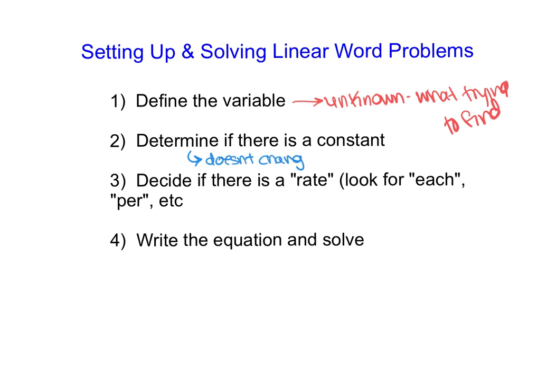So for example, what this could be is if you ride a taxi and there's a starting fee that doesn't change. You always have to pay $2 to sit in the taxi, and then from there you pay per mile or something like that. So we're going to look for a constant.